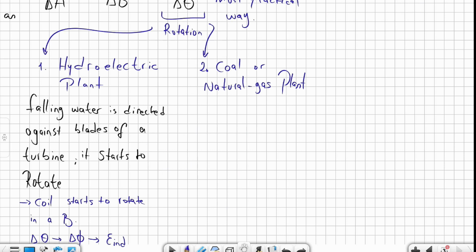In the coal or natural gas power plant, we are burning the coal or natural gas. It will produce a huge amount of heat, and the heat will convert water into steam. The steam will be directed toward the blades of the turbine, which is connected to the coil, which is rotating the coil too, and you'll have everything that we talked about a moment ago.